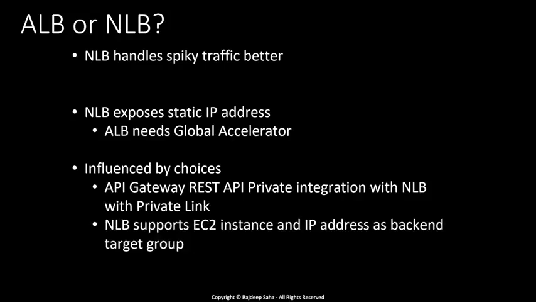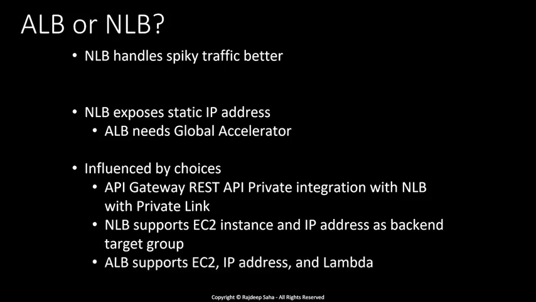Network load balancer supports EC2 instance and IP address as backend target group. Note that it does not support Lambda. Application load balancer supports EC2, IP address, and Lambda. And note that I haven't mentioned Kubernetes for either NLB or ALB backend support. These are just out-of-the-box integrations, since to integrate with Kubernetes, you need to install Ingress and do a couple of steps. That's why I did not mention this here.